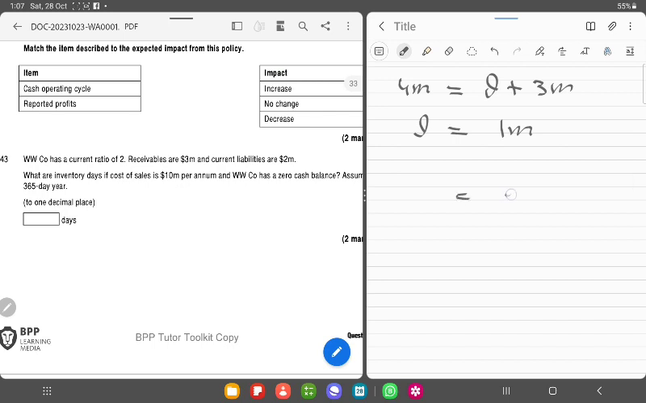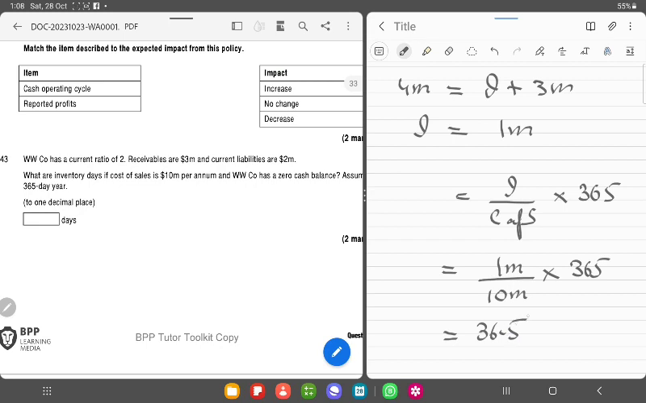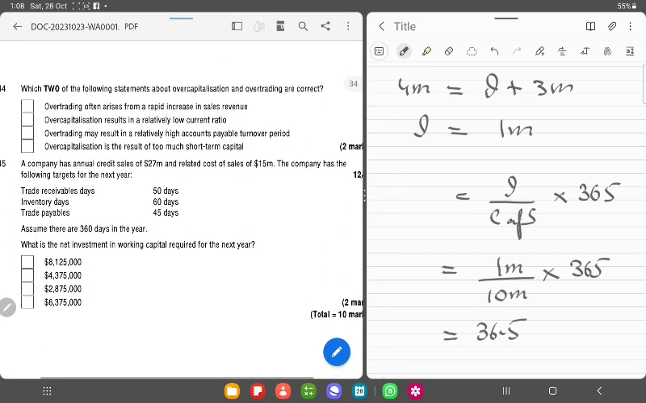Now we have to find the inventory in days. For this, inventory should be divided by credit sales or cost of sales, multiplied by 365. So the value of inventory is 1 million, cost of sales is 10 million, multiplied by 365, so it will give us an answer of 36.5, right?